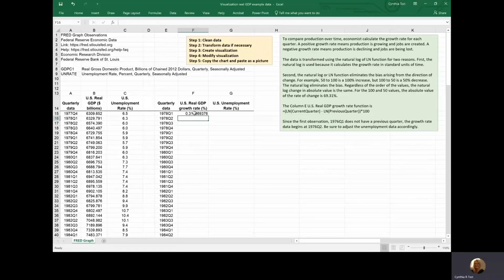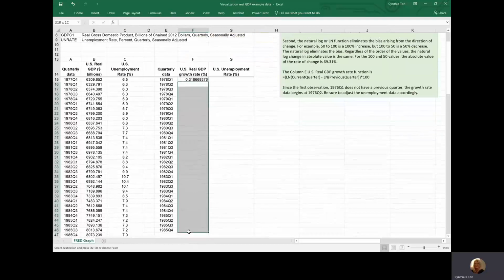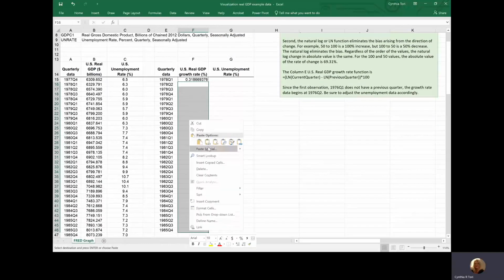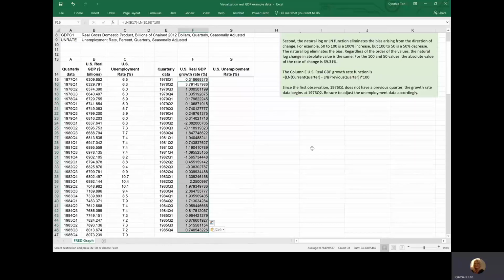I'm going to then copy that cell, F15, so that I can then copy the function for the remaining calculations. I'm going to copy that function for the remaining cells through the fourth quarter of 1985. And that gives me the real GDP growth rates as a percent for each of the quarters. The unemployment rate data does not need to be transformed. It's already as a percent change.